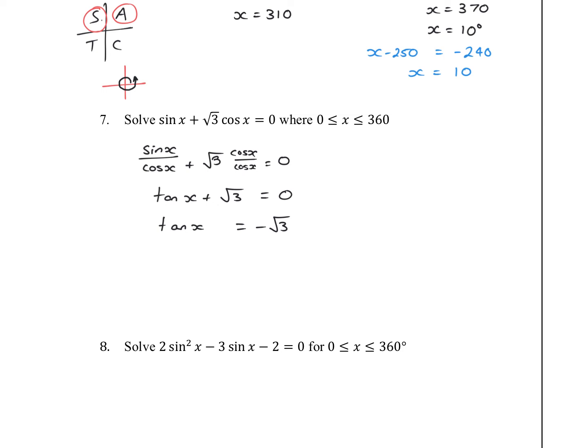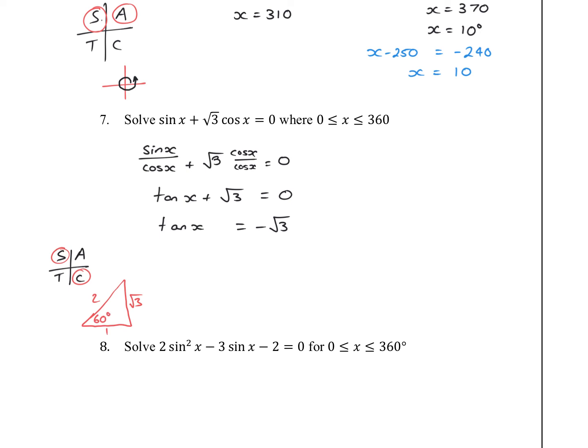Oh my goodness, all of a sudden we've got one of our exact triangles. So it's a negative. So where is tan negative? Well, that's going to be in the second and fourth quadrants. Okay, so we're going to be looking at those two. We're going to think about the triangle we need, which is our root 3. So 1, 2, root 3. So we need opposite over adjacent. We need the opposite to be root 3. So we want our 60-degree angle.